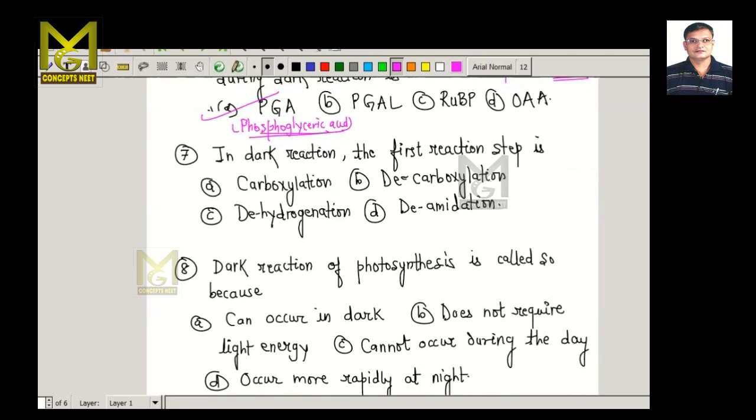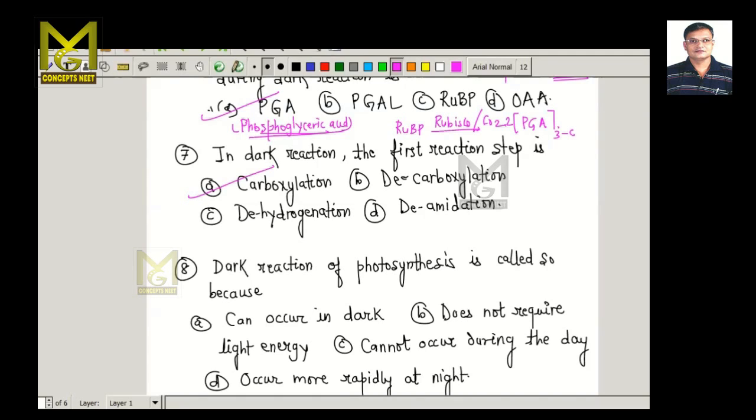In the dark reaction, the first reaction step is referred to as? In the dark reaction, we already know that ribulose bisphosphate, in the presence of an enzyme called rubisco, combines with carbon dioxide. We refer to this as the first step, and it gives rise to two molecules of phosphoglyceric acid, which is a 3-carbon compound. This reaction, where ribulose bisphosphate combines with carbon dioxide, we call carboxylation.